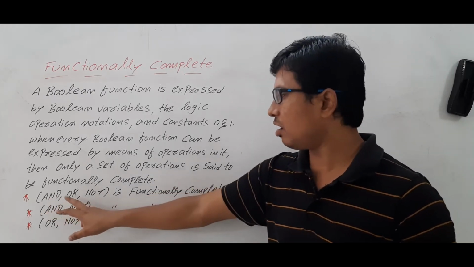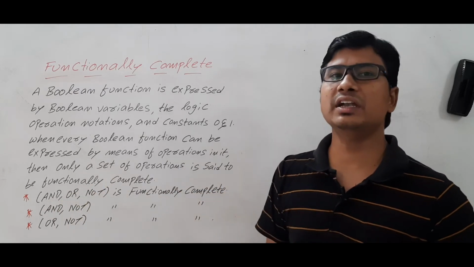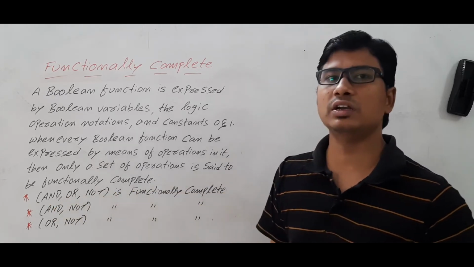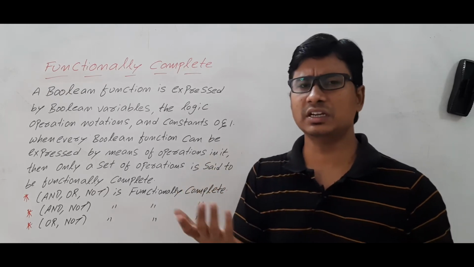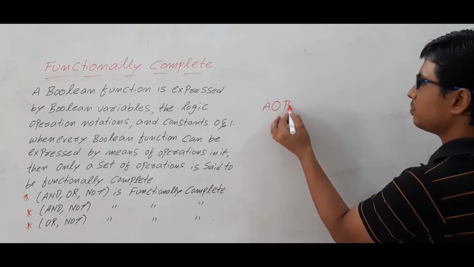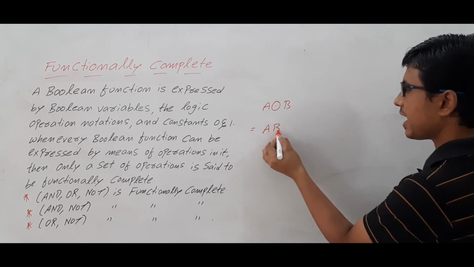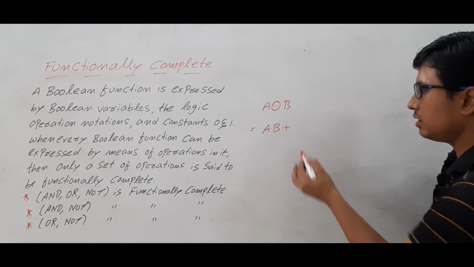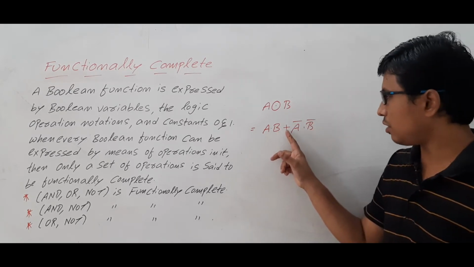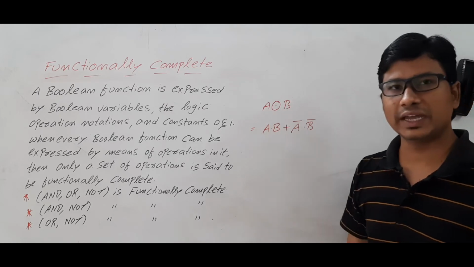Now let's see that AND, OR, NOT is functionally complete. Why? With these operations AND, OR, NOT, we can define any complex Boolean function. Are you able to understand it or not? So this one we will call functionally complete. If you see any operation, let's take exclusive NOR, A exclusive NOR B, I can represent it using AND, OR, and NOT. How? It can be represented as A AND B OR A NOT AND B NOT. With these three symbols, we are able to represent this function. So I can say that it is functionally complete.